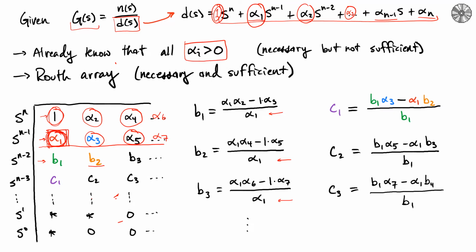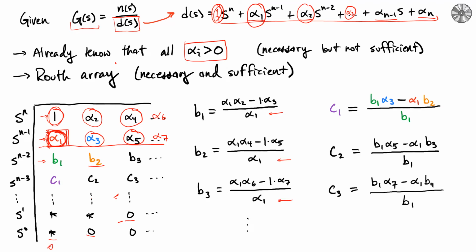And what's going to happen is that if you don't have this alpha 6 and alpha 7, those terms will be 0, and so that will start to introduce zeros into the right side of the Routh array, kind of like down here, where eventually you're going to reach a point where you just have one entry, and then the next entry below that would be 0.